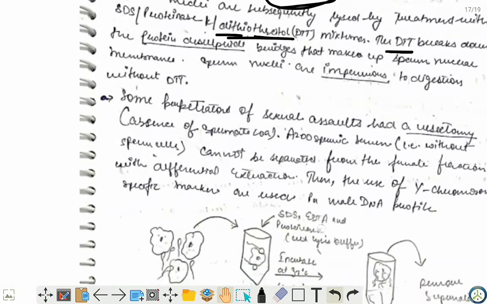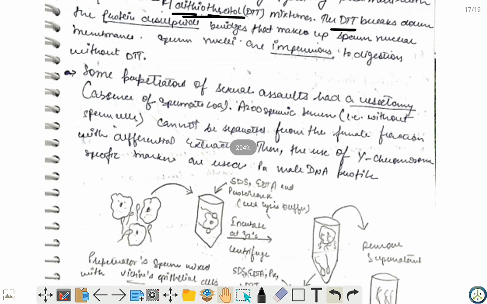If the person has had a vasectomy, that is, if he has had surgery, or we can say he is azoospermic, then this method will not be used for the separation of male and female fractions. Then we will go with Y-chromosome specific markers, because we don't have any sperm in these conditions, azoospermia or vasectomy. So we will go with the Y-chromosome specific markers. Clear?